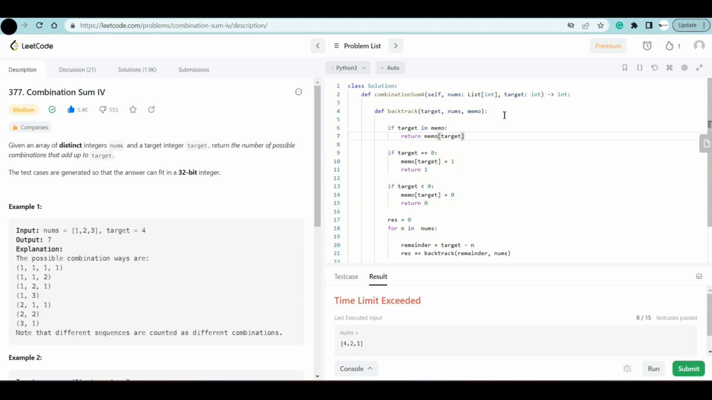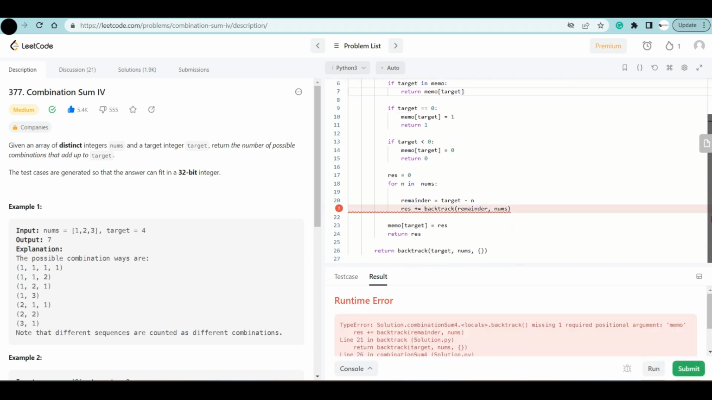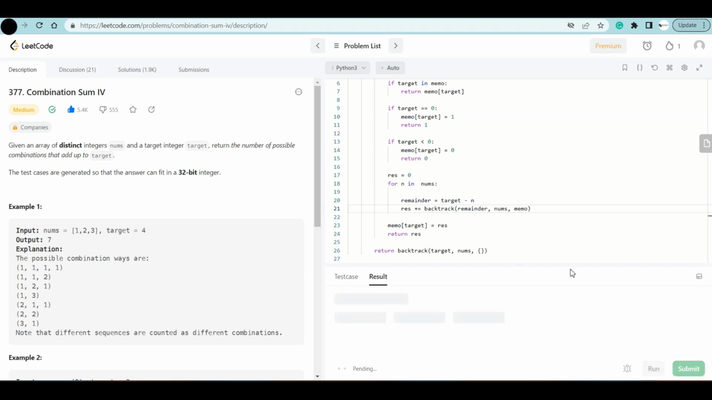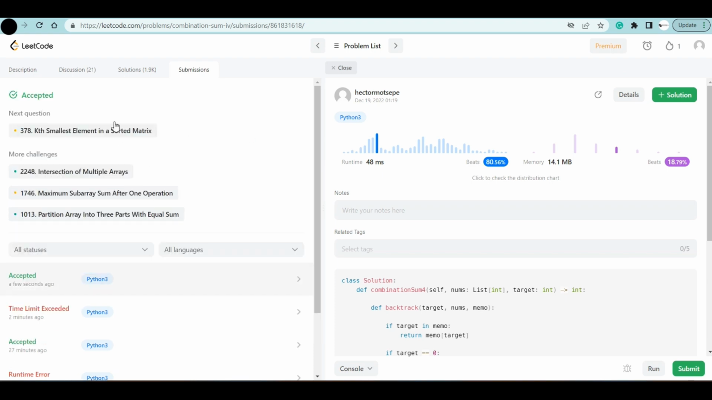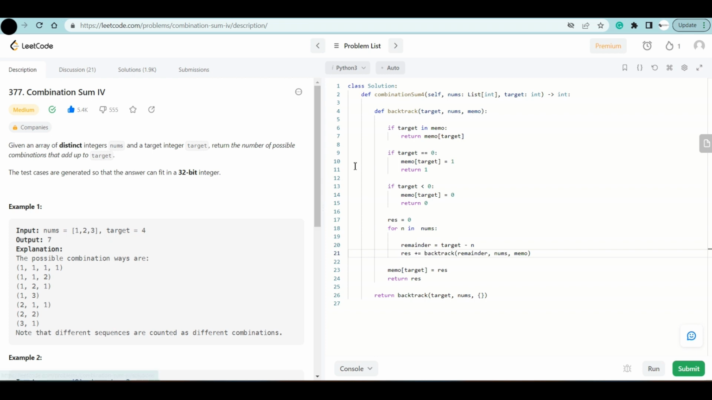Okay, I'm gonna check, hope I did not make any silly mistakes. Okay, I did, which was to miss the memo here. Okay, let's submit now. It should be fast because the time complexity is better, and it was. So yeah, that's the solution, guys.